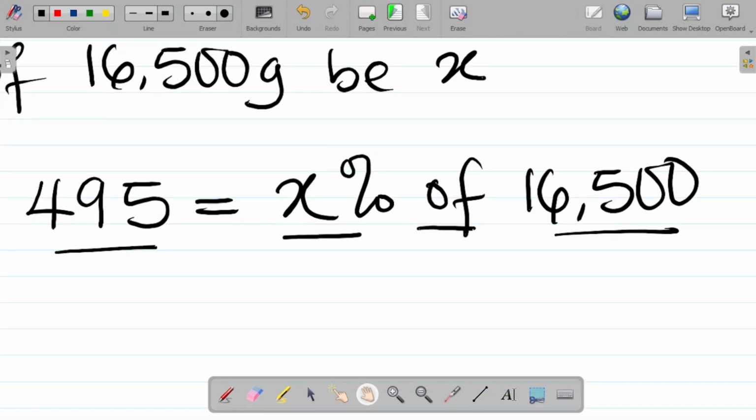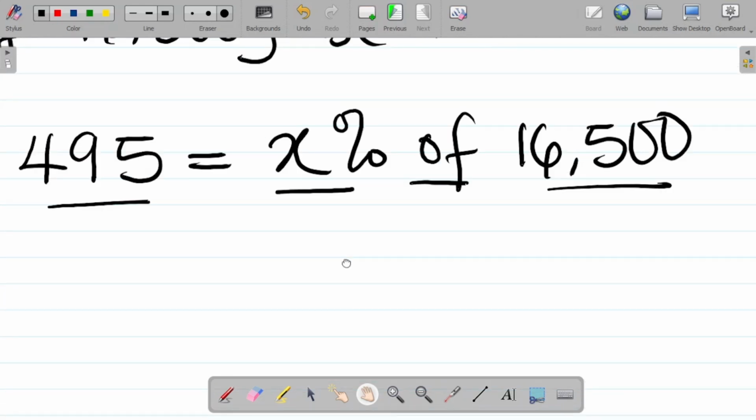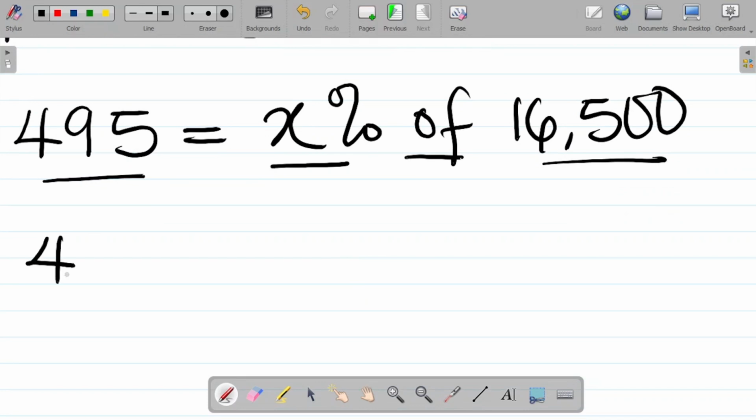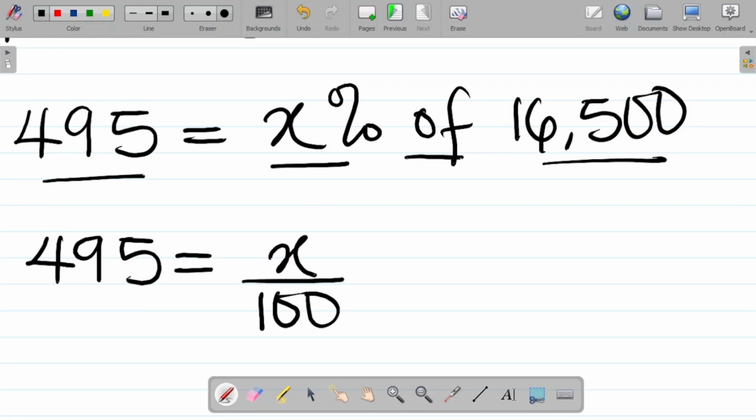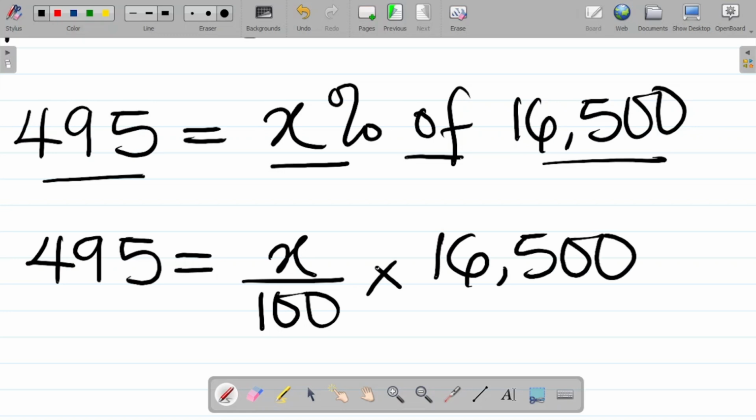So how do I solve this? I'll write this in equation format. I'll have 495 being equal to x percent, and x percent is x over 100. If you say 2%, it means 2 over 100. If you say 5%, it's 5 over 100. If you say 80%, it's 80 over 100. Hence, x percent is x over 100. When we say "of," it is most likely multiplication, so we have this times 16,500. Now we've expressed this in mathematical format.